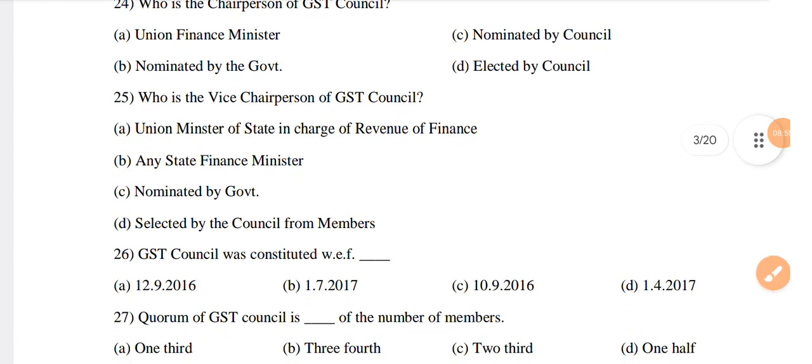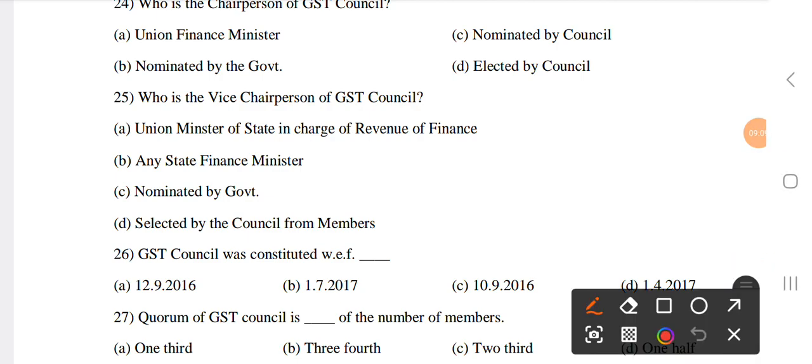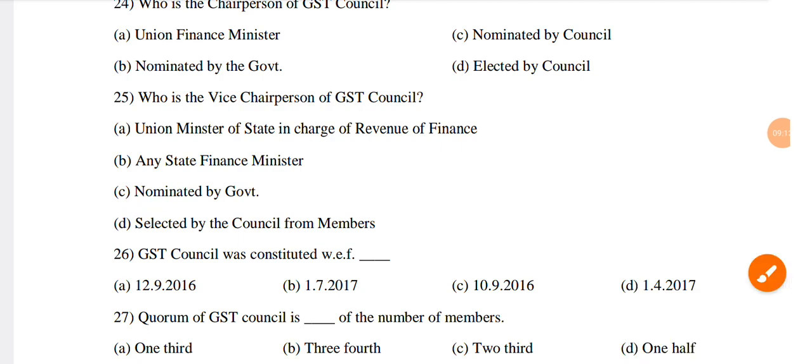Next question. Who is the vice chairman of GST Council? Option A Union Minister of State in charge of Revenue or Finance, B any state finance minister, C nominated by government, and D selected by the council from members. The correct option is D selected by the council from members.